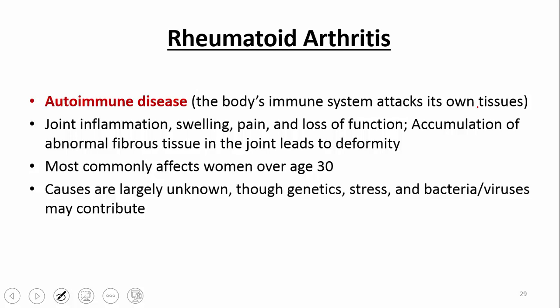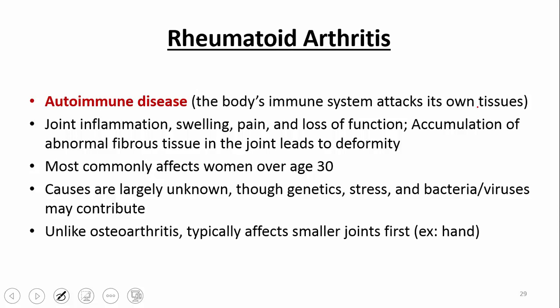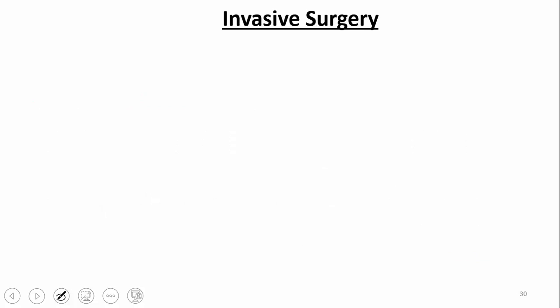As I mentioned a second ago, cause really largely unknown, though I'm sure there's a genetic component. Stress could play a role, perhaps infections could play a role. And the interesting thing about this is that with rheumatoid arthritis we notice this more in smaller joints. So you see it in people's hands a lot, for example.